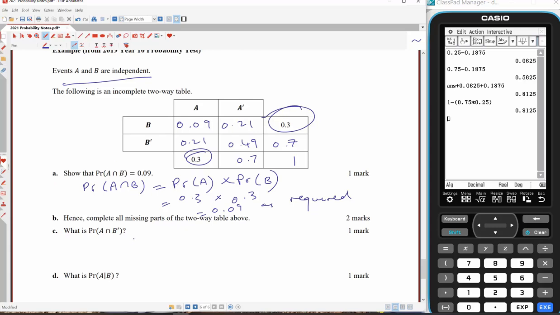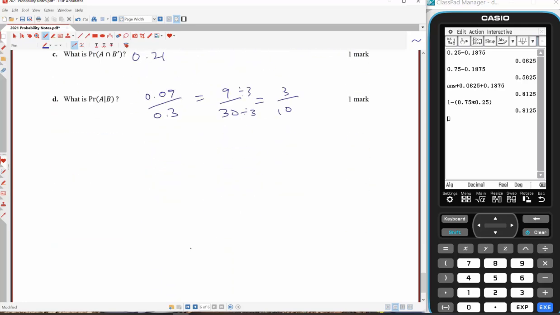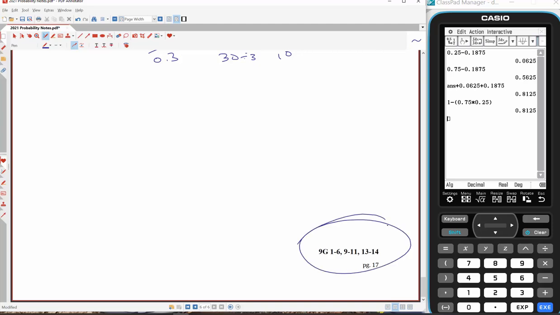Probability of A intersect not B, or A only, straight off the two-way table, 0.21. Probability of A given B. So the probability of A given that B has happened, so the probability of B is 0.3, and the probability of A intersect B is 0.09. So it's going to be 0.09 over 0.3, which is 9 over 30, which is 3 in 10. All right, so there is independent events, and there's your questions.